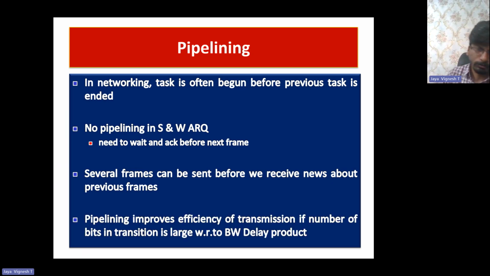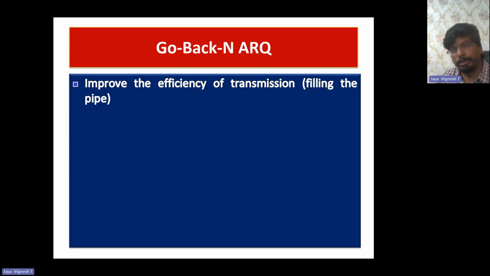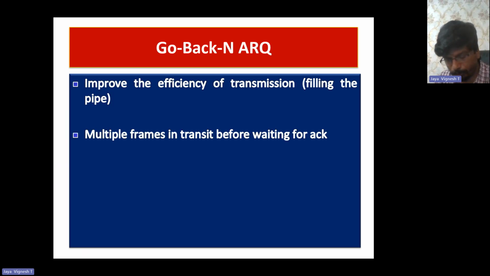So what happens is you are trying to increase the utilization of your channel by having several frames in the channel, which means the number of bits in transit in the channel is large. If you compare that with the volume of the pipe that you're filling, you're starting to improve your efficiency with respect to the bandwidth delay product, right? So that's the idea behind pipelining. In Go-Back-N ARQ, you're trying to fill the pipe, where you're going to transmit multiple frames without stopping or worrying about the acknowledgement.